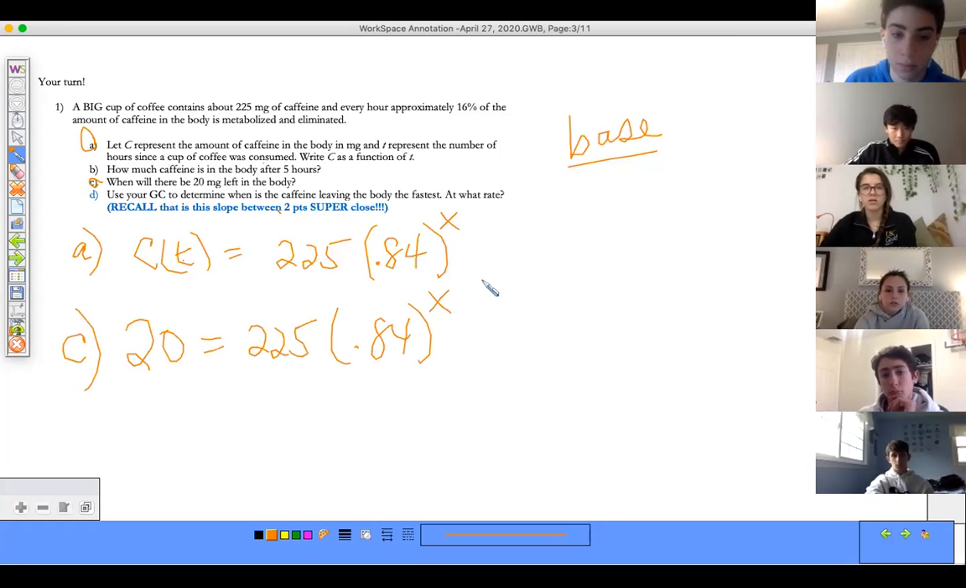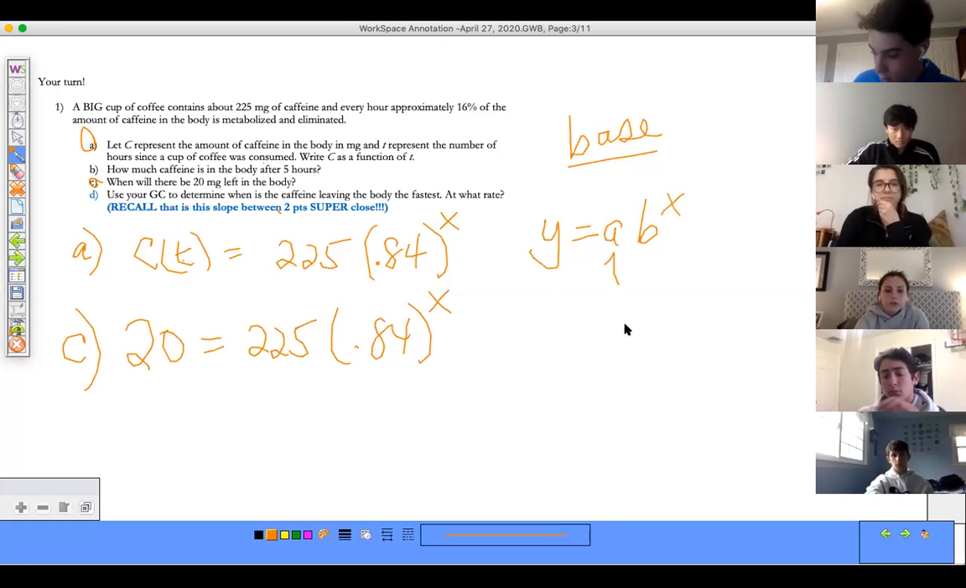Okay, guys, when we have y equals a times b to the x power, what does this a represent? George, put your camera back on. Somebody give me what the a represents here. Sarah, what is it? The initial amount. Thanks.